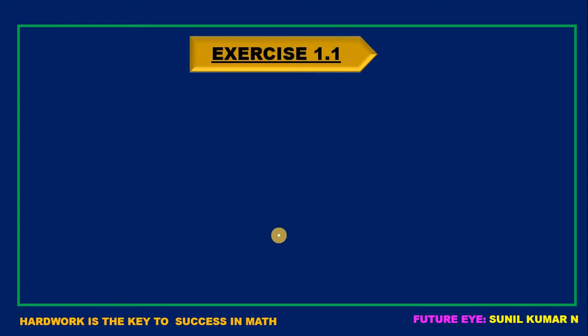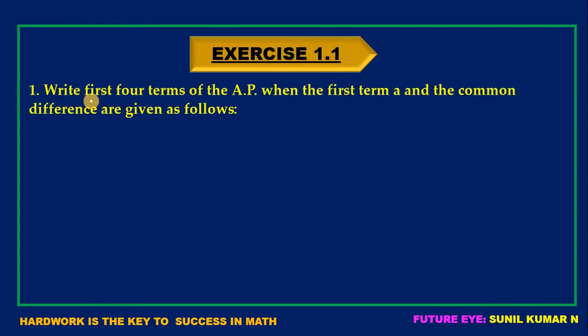Exercise 1.1. Write the first four terms of the AP when the first term A and the common difference D are given as follows. Children, first understand the problem. Here they are given the values of A and D. We need to find the first four terms. Let's see the first problem.